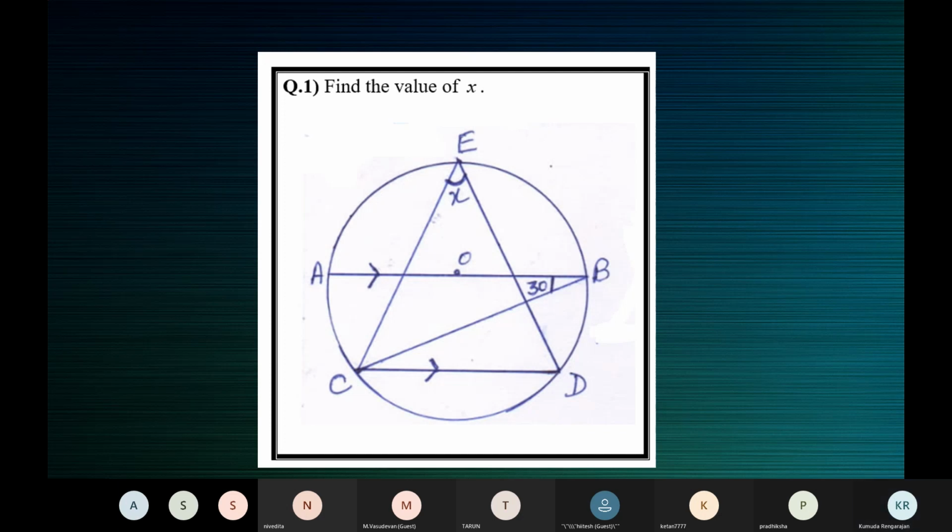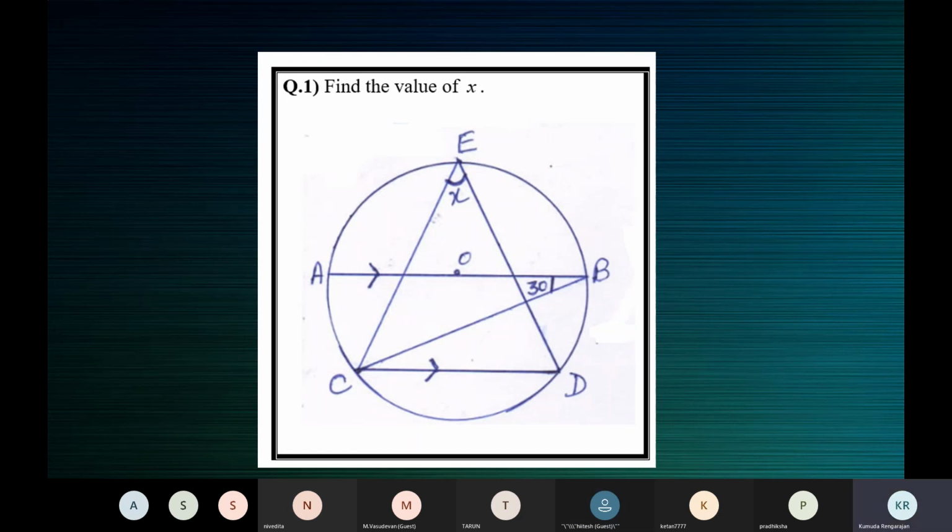Ready, children? Now, which arc subtends 30 degrees at B? Arc AC, correct? Yes, arc AC.